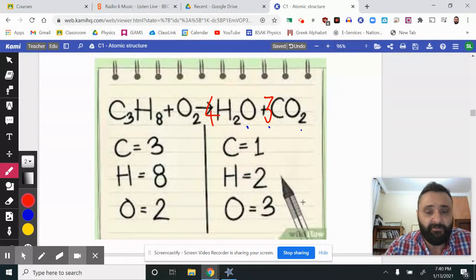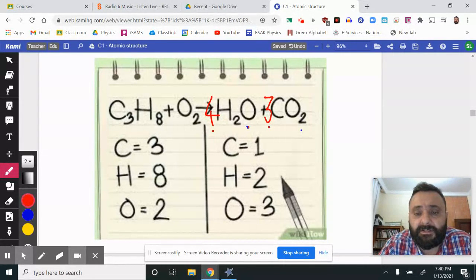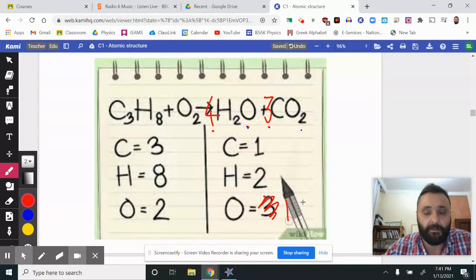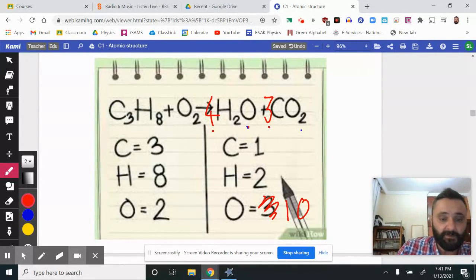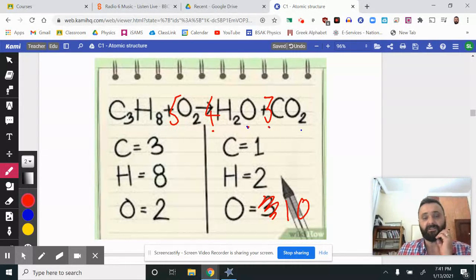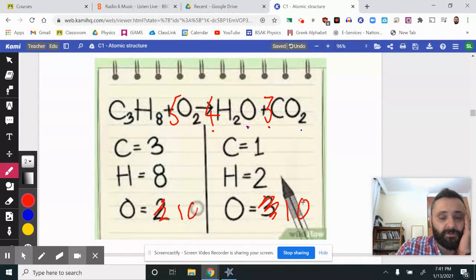What about the oxygens? Right, we've now got 4 lots of oxygen here and 3 lots of 2. So what's that equal to? 4 plus 3 times 2. 3 times 2 is 6, plus 4, 10. So we've now got 10 oxygens on the right. We've got 2 on the left. So what do we need to do? Okay, 5 lots of O2 would make 10 oxygen atoms, wouldn't it?